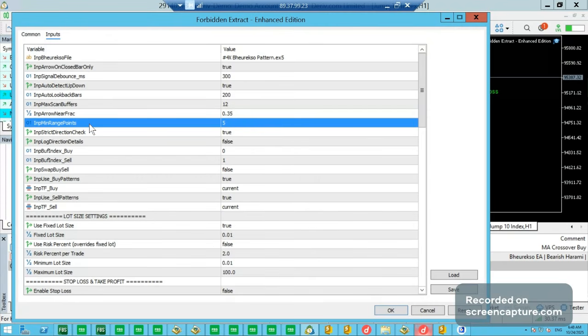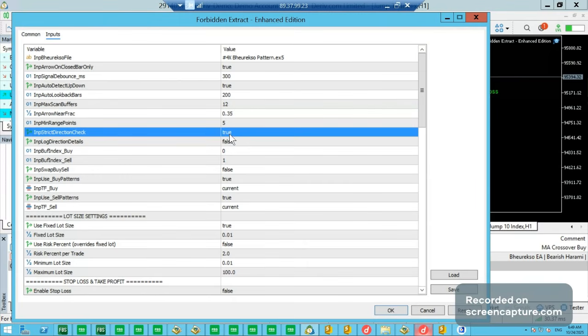And we have input minimum range. So just set that to 5. Input strict direction check. This one will check the direction of the signals. That is, it resolves conflict by choosing the nearest extreme high and low to determine the signal.